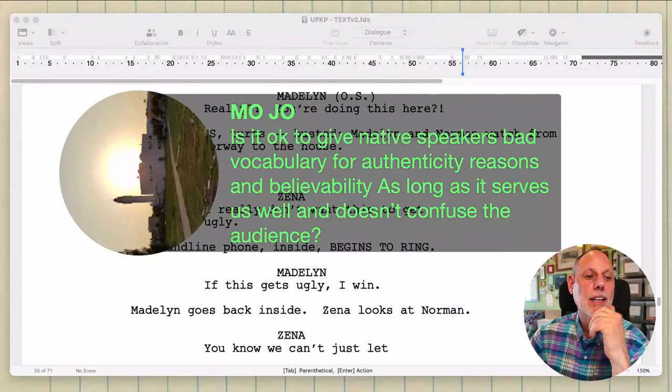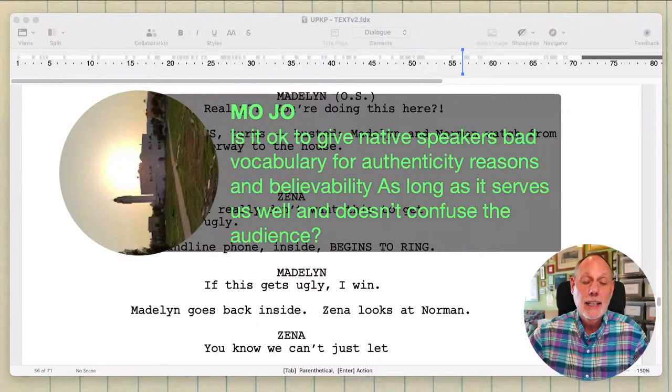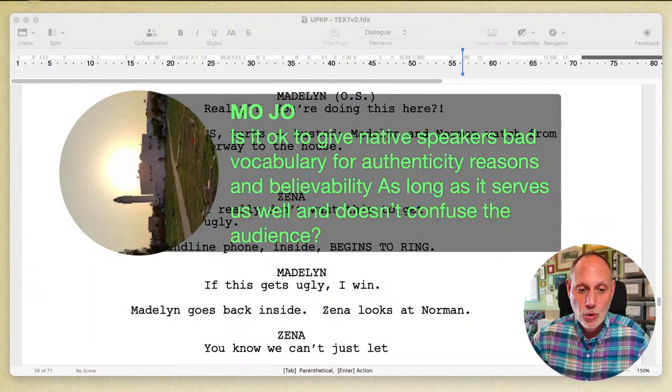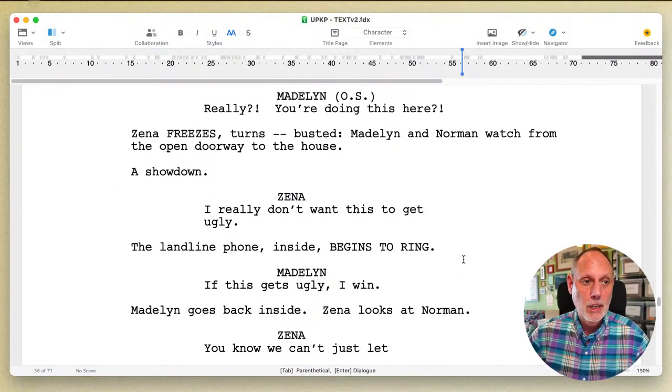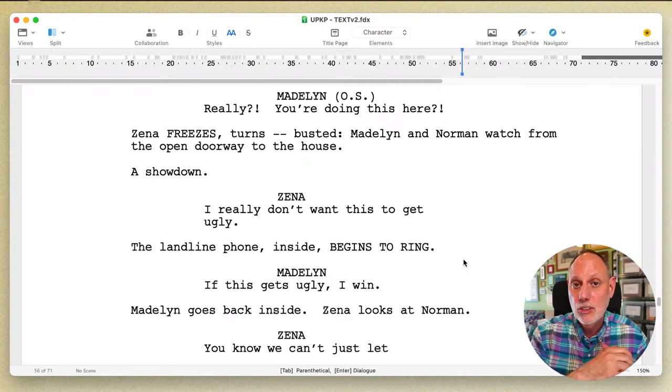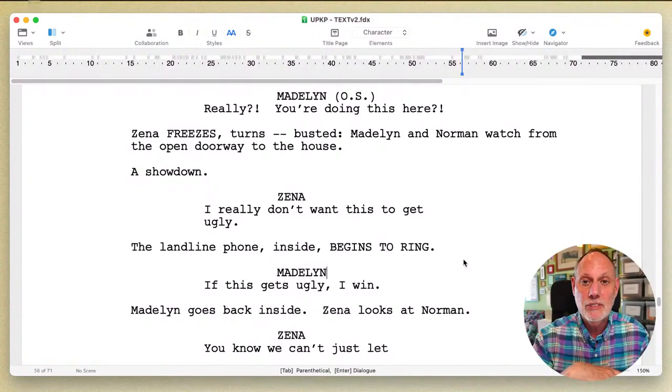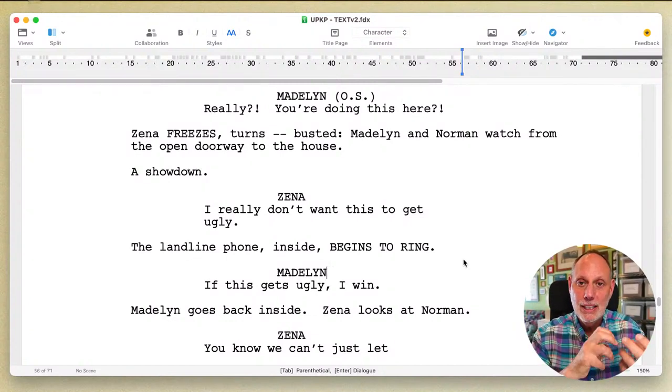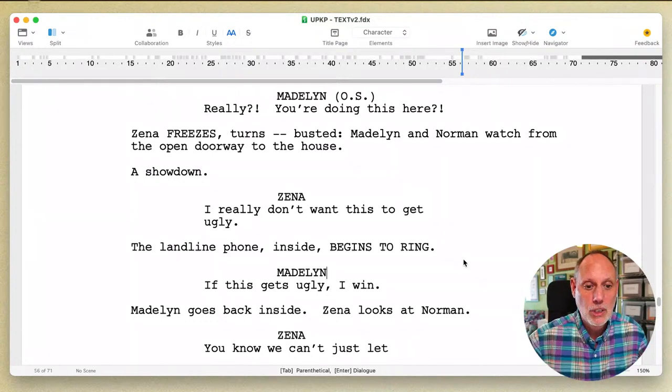Brief question from Mojo. Is it okay to give native speakers bad vocabulary for authenticity reasons and believability as long as it serves us well and doesn't confuse the audience? Absolutely. Yes. Simple yes answer to that. You should allow your characters to speak with bad vocabulary, bad grammar, bad anything. I often do. There's nothing wrong with having people speak like people speak, or even in other colorful ways that they don't really speak because it's kind of entertaining, as in everything David Milch ever did. He did NYPD Blue. And the answer is, yeah, just give them the style that distinguishes how they believably or interestingly would talk.